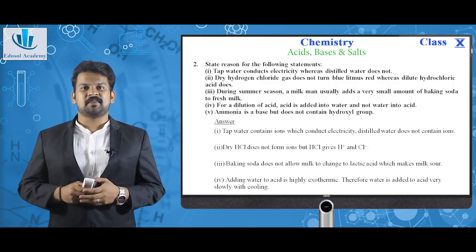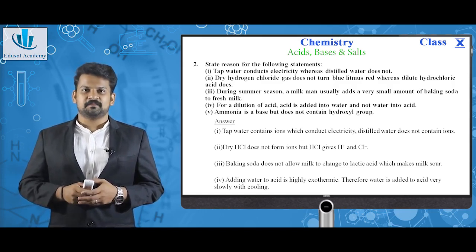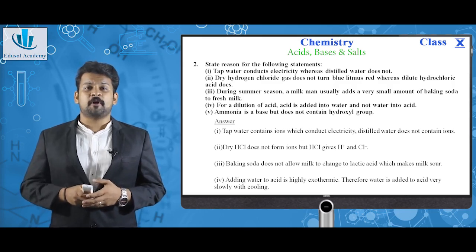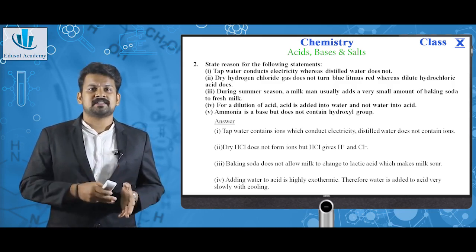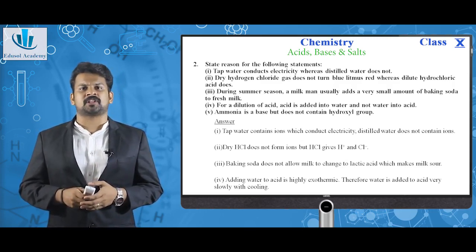Ammonia is a base but does not contain hydroxyl group. Why? Because ammonia, when added to water, forms ammonium hydroxide, which then ionizes to form NH4 plus and OH minus. This OH minus is responsible for the basic character of ammonia.